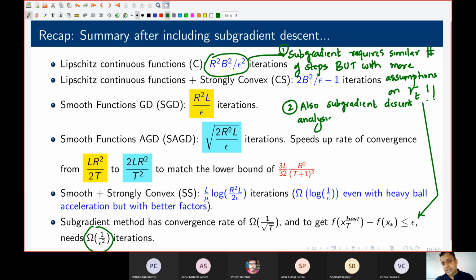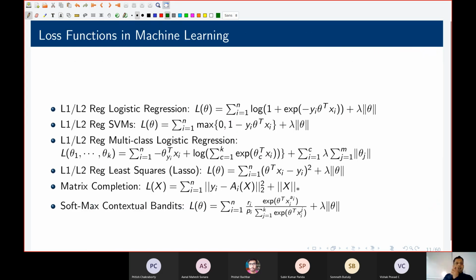So subgradient descent analysis is in terms of this best iterate. I'm not even saying descent; sometimes we are embarrassed to say descent. I mean, it's not guaranteed that you're descending. Okay, great. So these are the two steps.